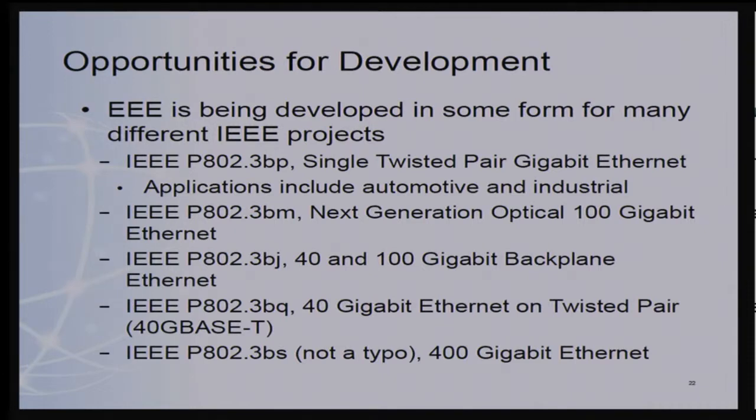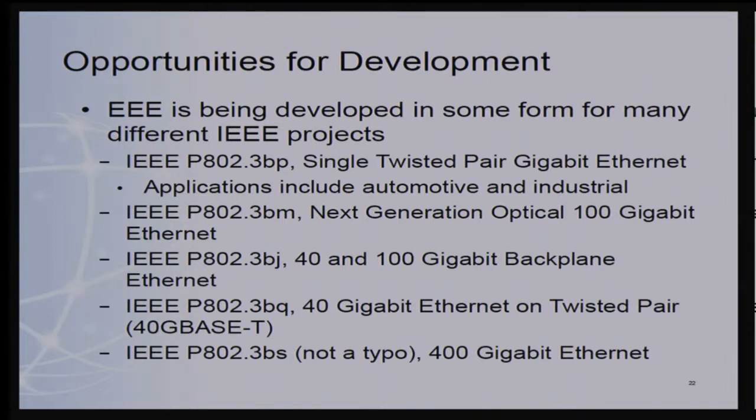Interestingly, Ethernet's getting into the automotive field, so sometime in the next 5 to 10 years, there will be an Ethernet network running in your car. It will have some form of EEE in it. And then again, next generation 100 gig optical Ethernet's coming down the pike next year. Likewise, I think 40 and 100 gig backplane will finish late this year or maybe early next year. 40GBASE-T, I think, is a couple, 3 years out.